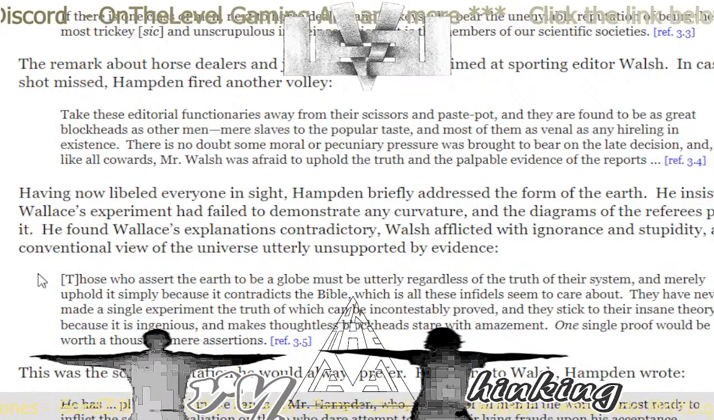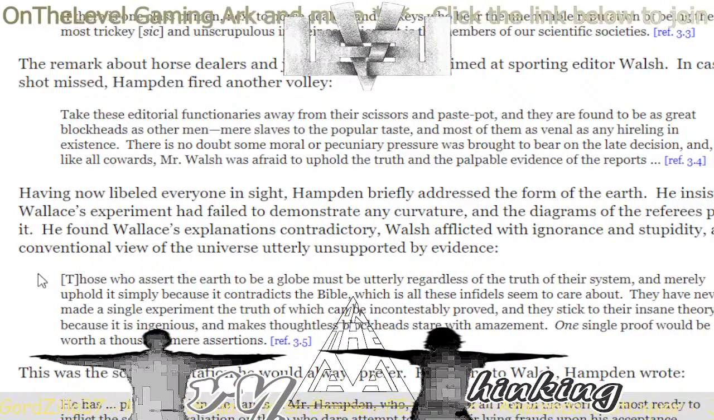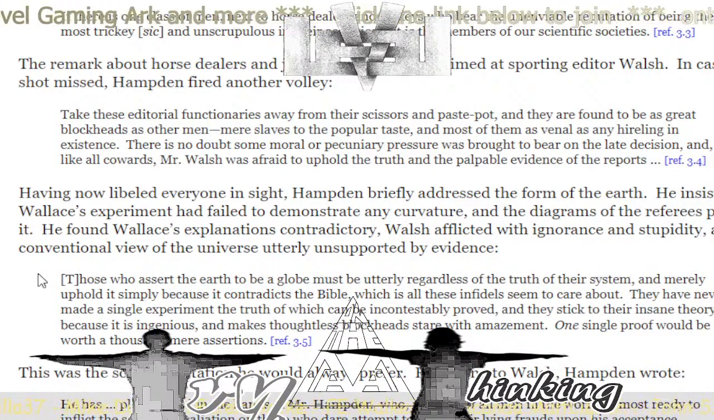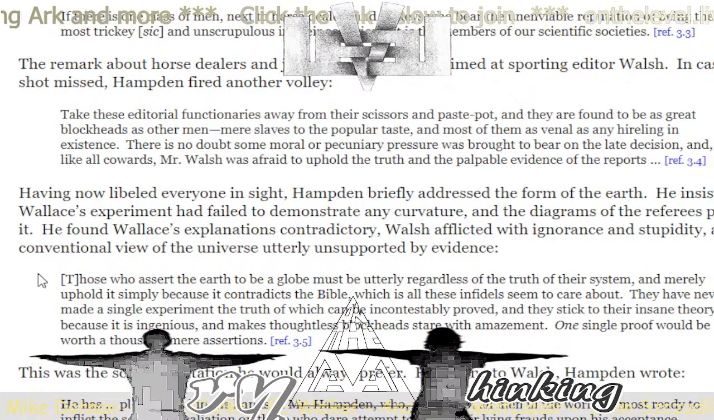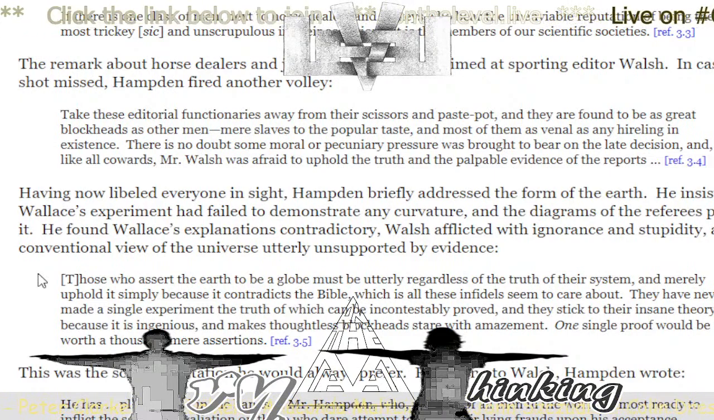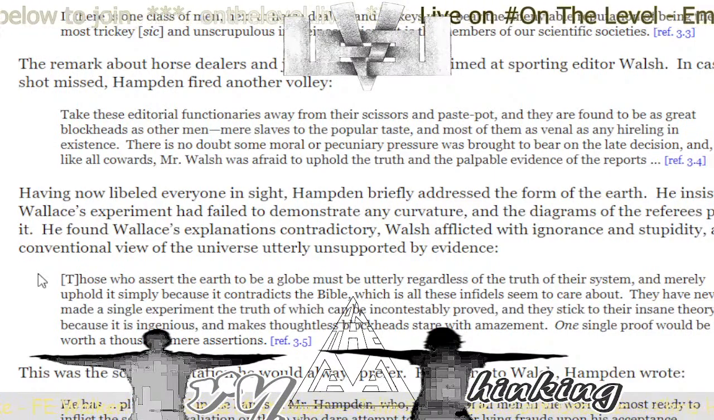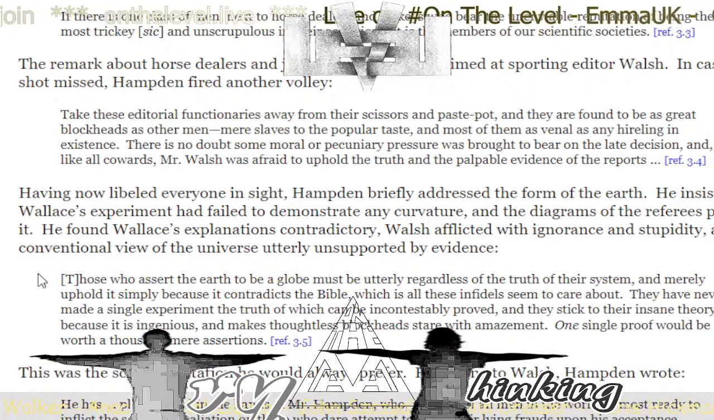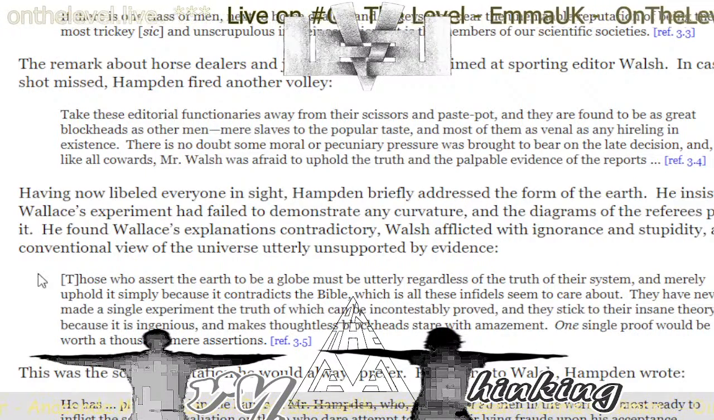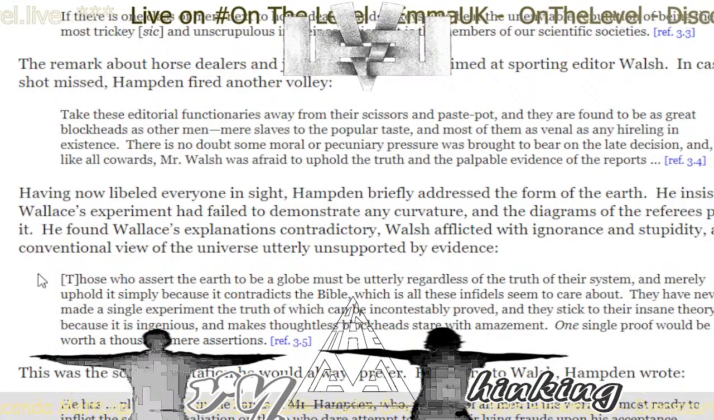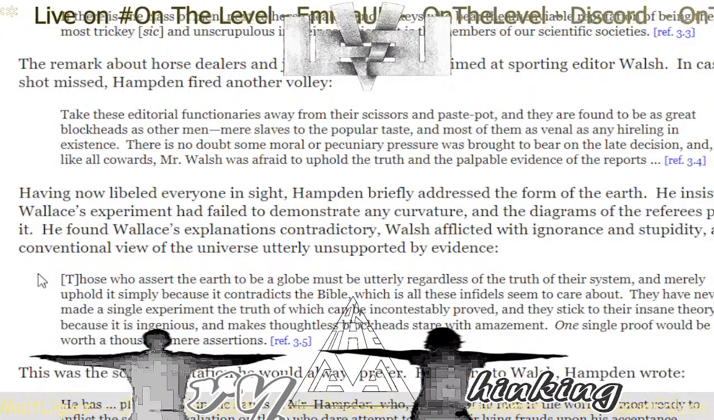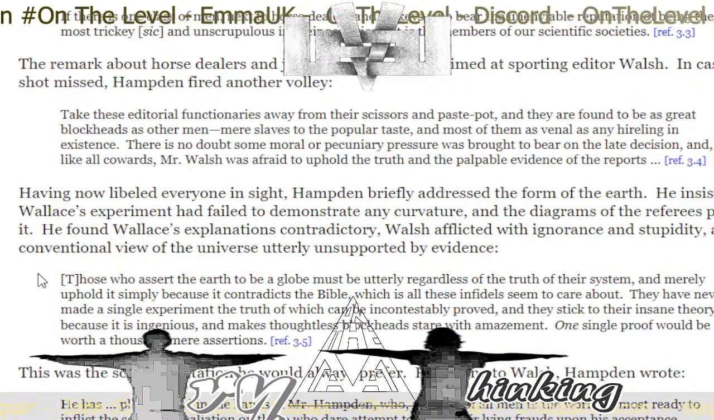It says, having now libelled everyone in sight, Hampden briefly addressed the form of the earth. He insisted that Wallace's experiment had failed to demonstrate any curvature, and that the diagrams of the referee proved it. He found Wallace's explanations contradictory. Walsh, afflicted with ignorance and stupidity and the conventional view of the universe, utterly unsupported by evidence.